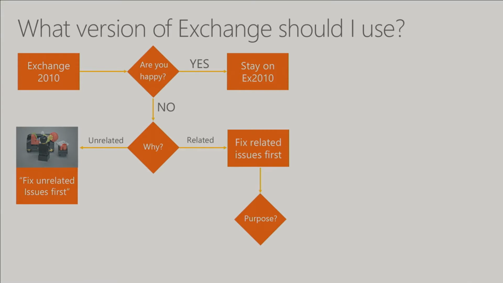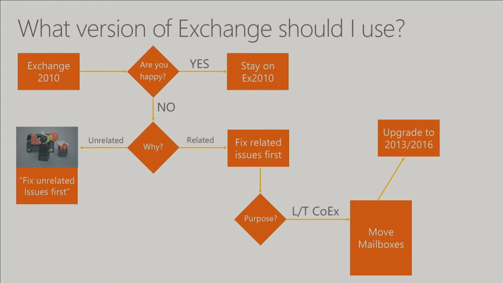If you did, then ask yourself another question. Why am I building a hybrid deployment? First of all, should you be deploying a hybrid deployment, right? But let's assume that you have made the decision that you are going to go hybrid. Well, what is your purpose? If the purpose is long-term coexistence, then move the mailboxes to Office 365 while you're on 2010, and then after you've moved the mailboxes to Office 365, upgrade to 2013 or 2016. That's what I would do at that point in time.